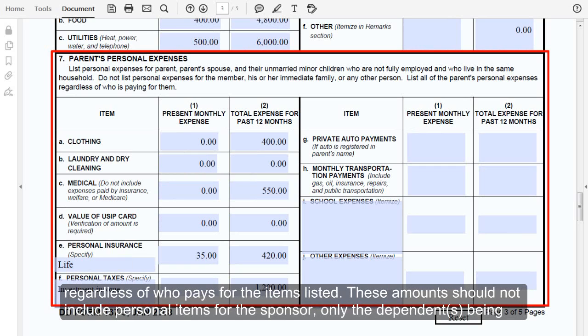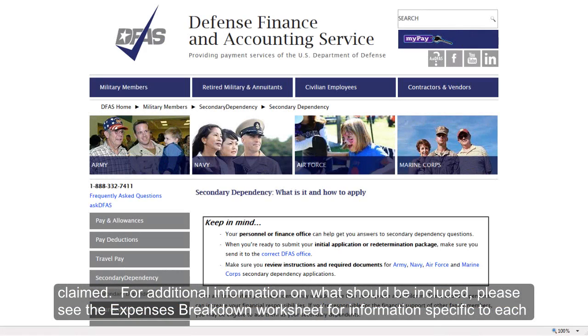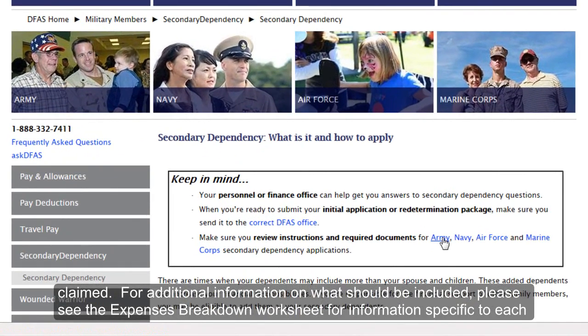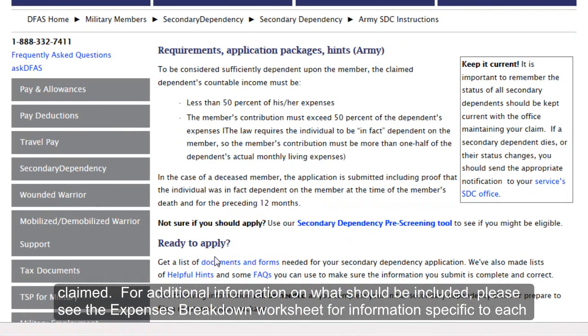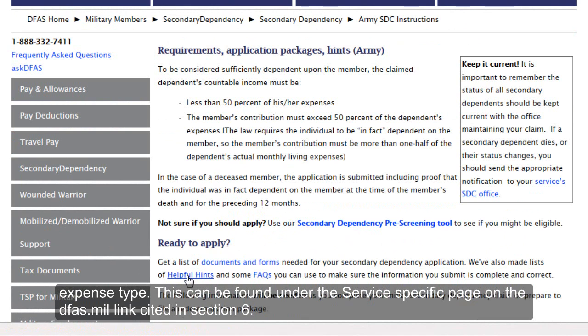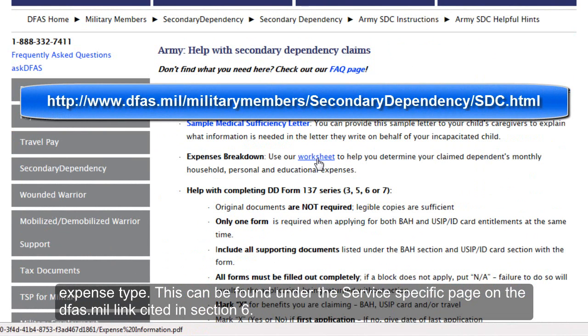unmarried minor children regardless of who pays for the items listed. These amounts should not include personal items for the sponsor, only the dependents being claimed. For additional information on what should be included, please see the Expenses Breakdown Worksheet for information specific to each expense type. This can be found under the service-specific page on the dfas.mil link cited in Section 6.